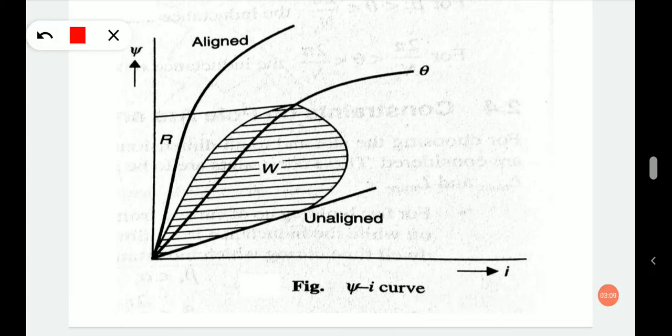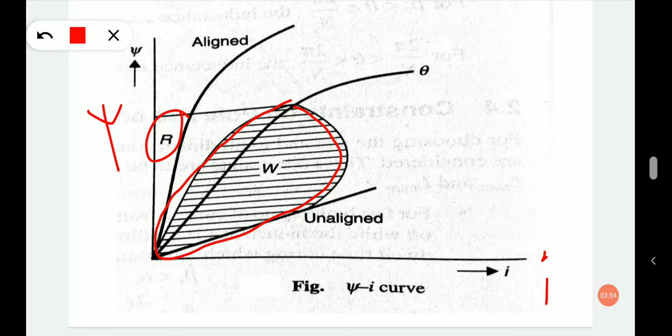So this is the flux linkages psi versus phase current I. This is the flux linkages versus phase current characteristics. This is the shaded portion which represents the electromechanical energy developed. The region R corresponds to the energy returned to supply, and this area is less than the stored energy as a part of it is used by the motor during freewheeling period.